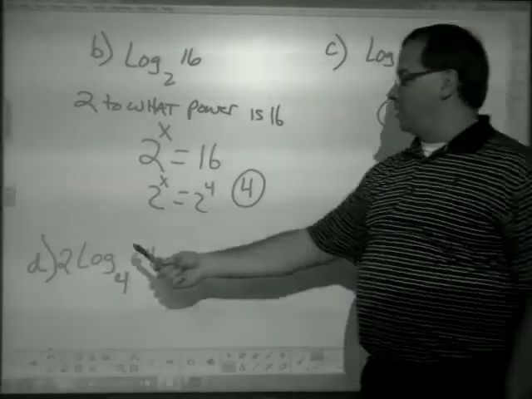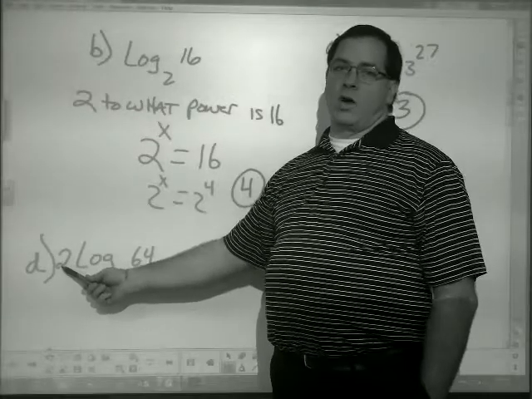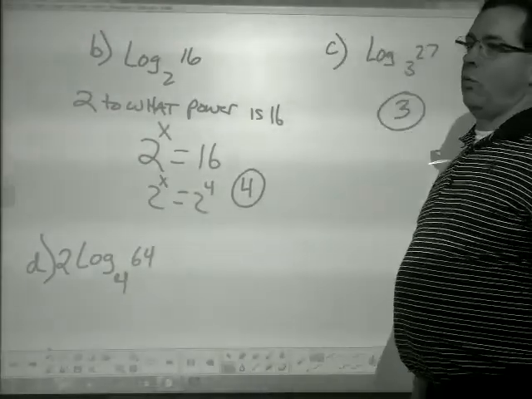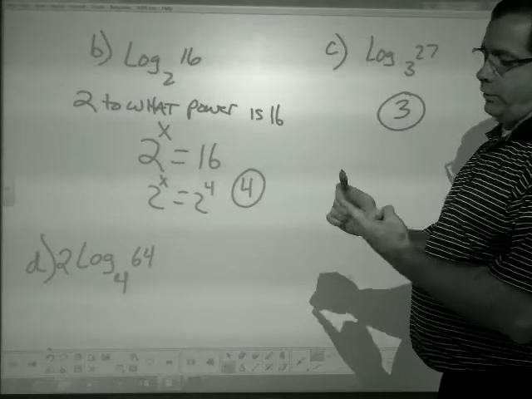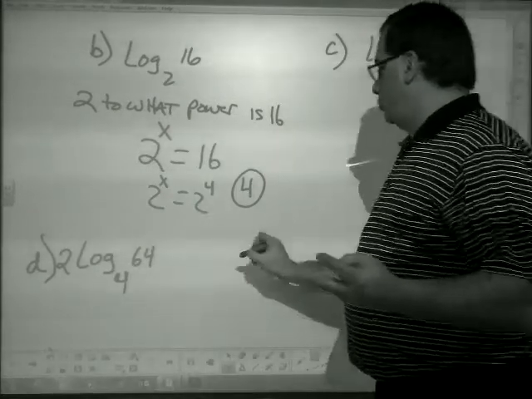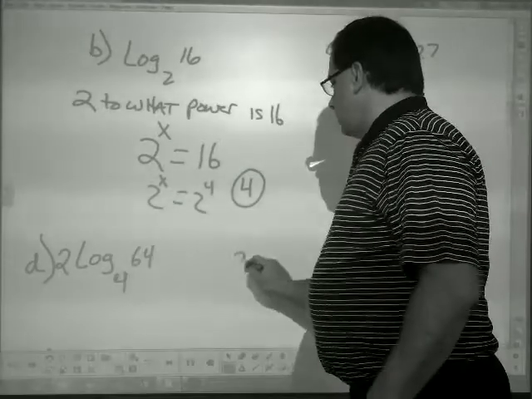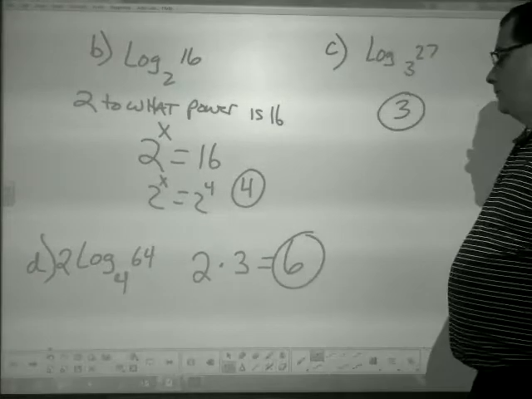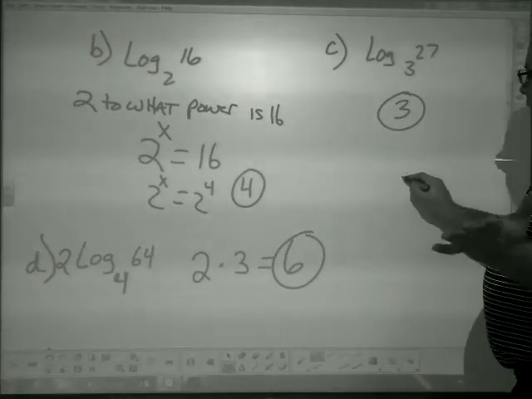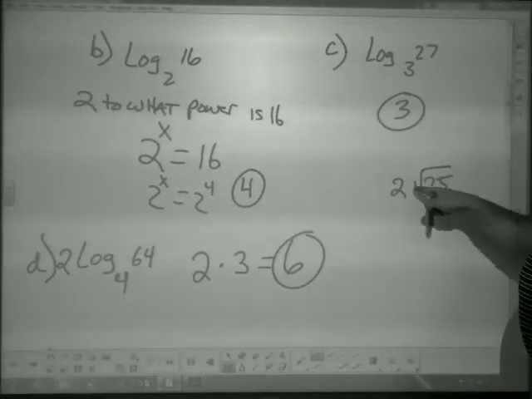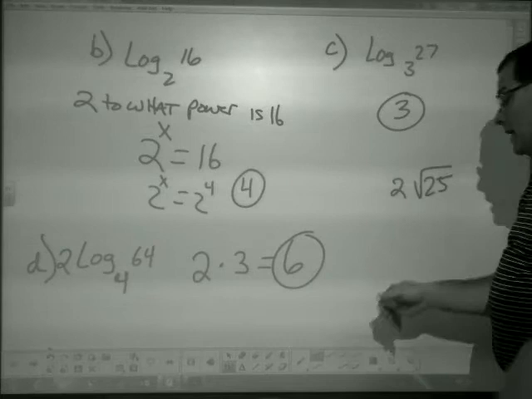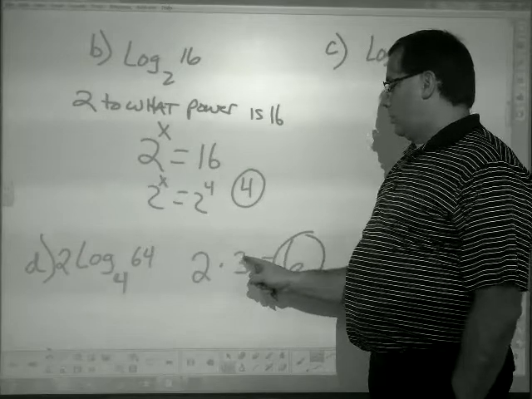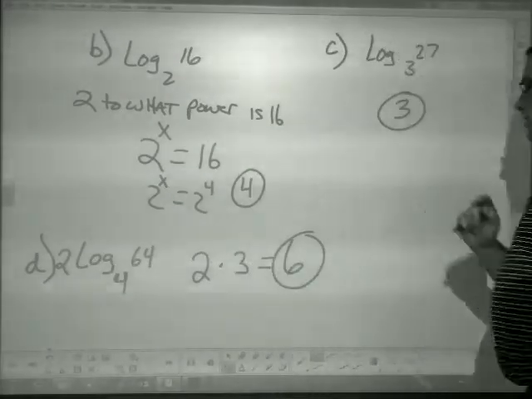Now, sometimes you might see a number out in front. That just goes along for the ride and multiplies by the answer that you get. So, 4 to what power is 64? All right? 4 to the first is 4, 4 squared is 16, 4 cubed is 64. So this is equal to 3, and I still have a 2 out in front of it, and 2 times 3 I know is 6. Just the same way if I were to write 2 radical 25, well, square root of 25 is 5 times 2, I would get 10. Again, I'm just evaluating. 4 to what power is 64? 3. 2 times 3, 6.